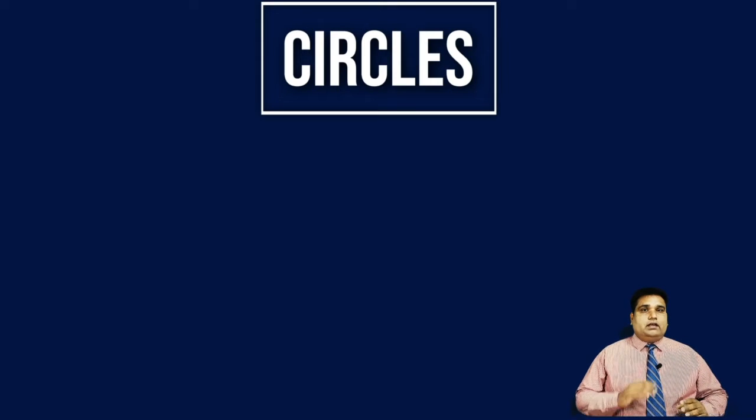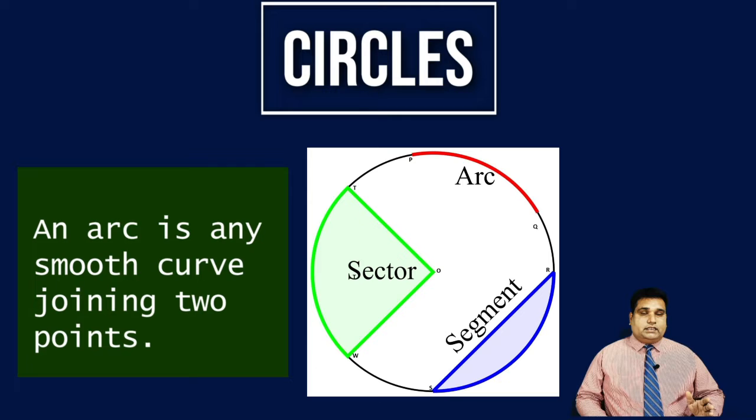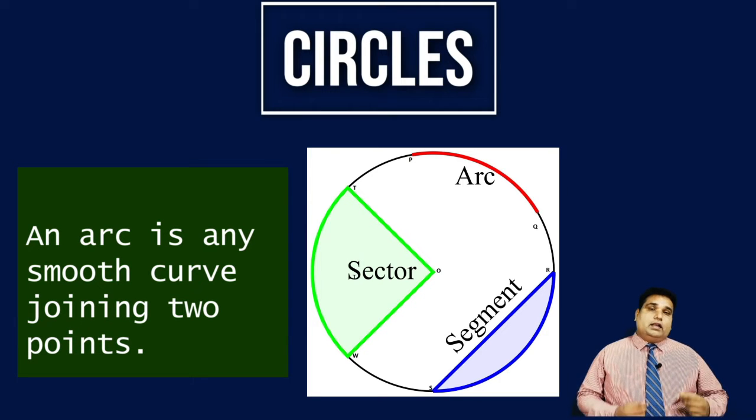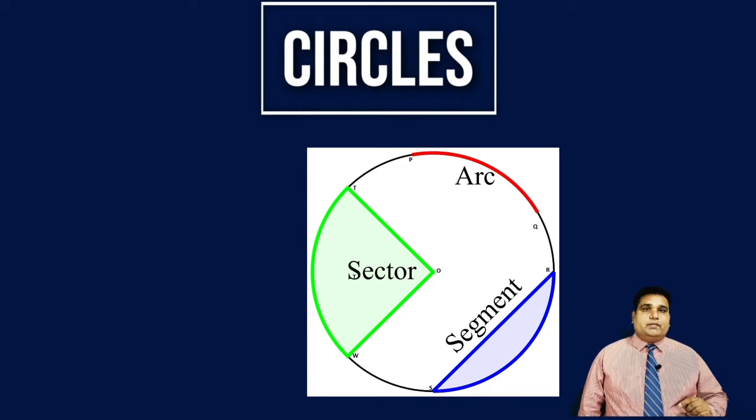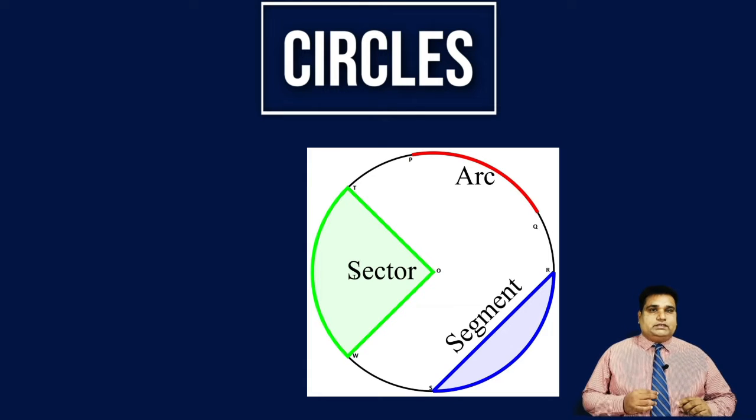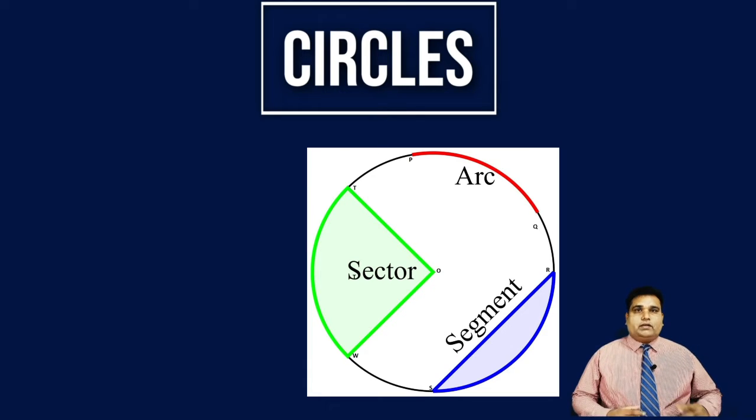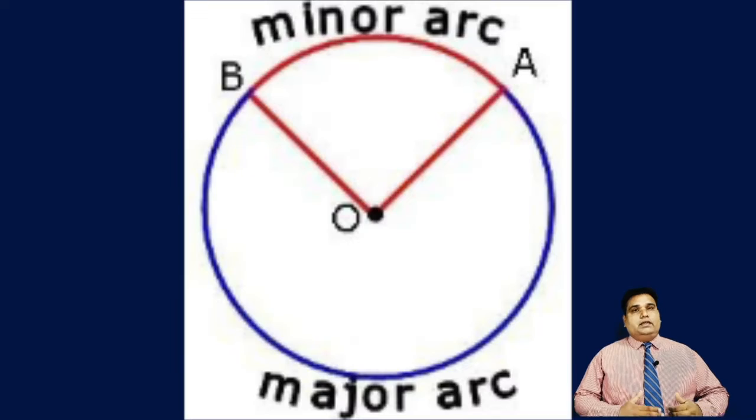Obviously, when we have one arc and we draw a line from both the points of the arc to the center, that part is known as a sector. Now we have two parts of the circle: one is the major arc, and another is the minor arc. 2 points lying on the circle define two arcs. The shortest is called the minor arc and the longer one is called the major arc.